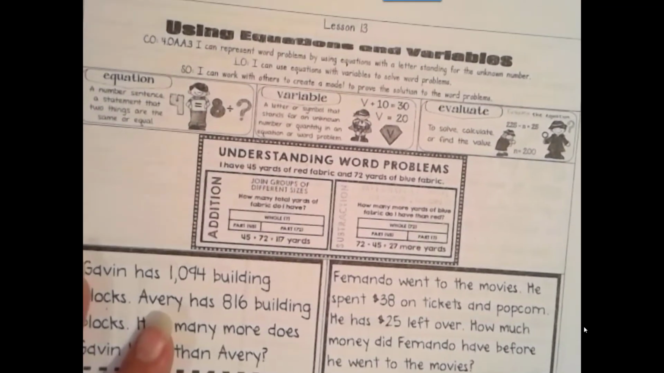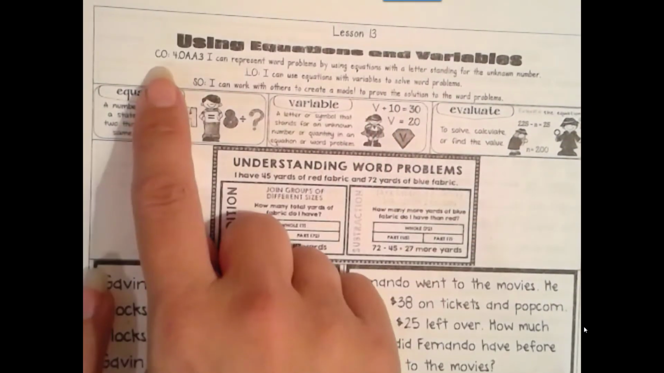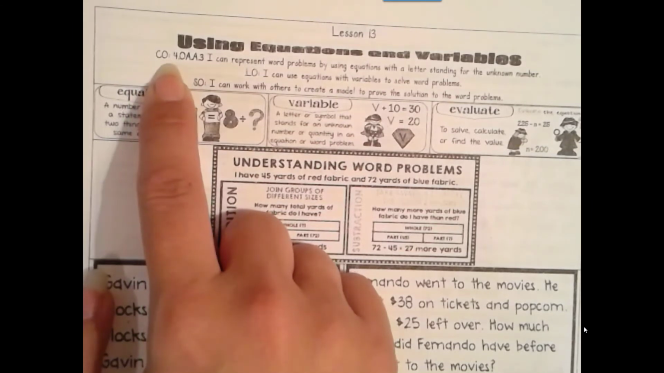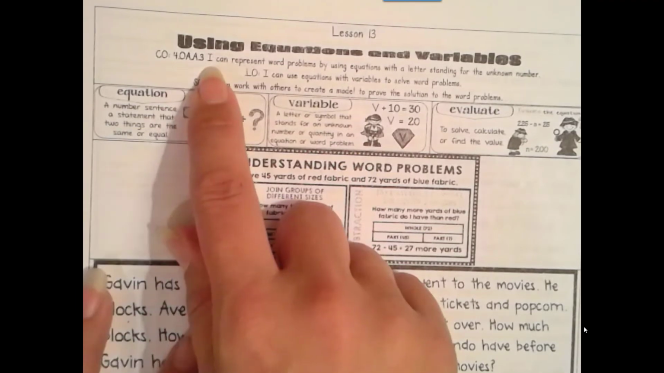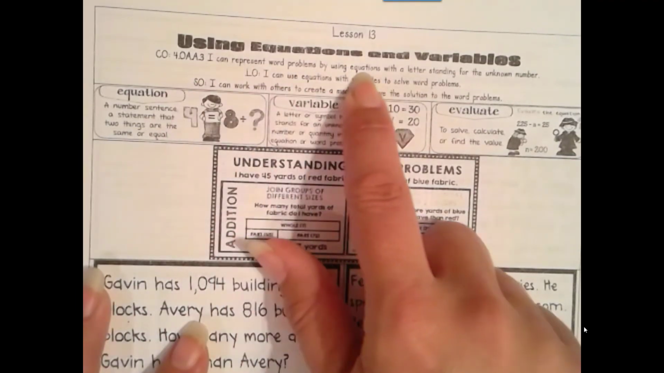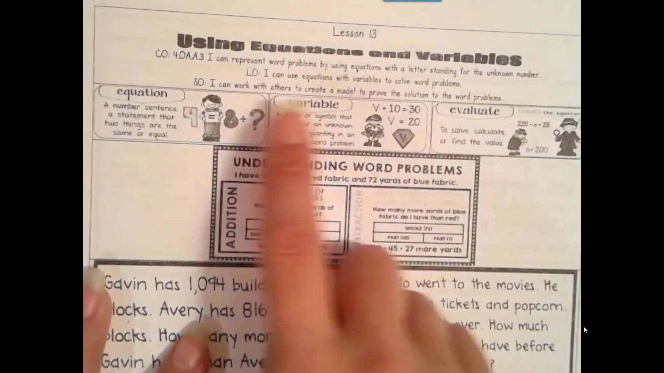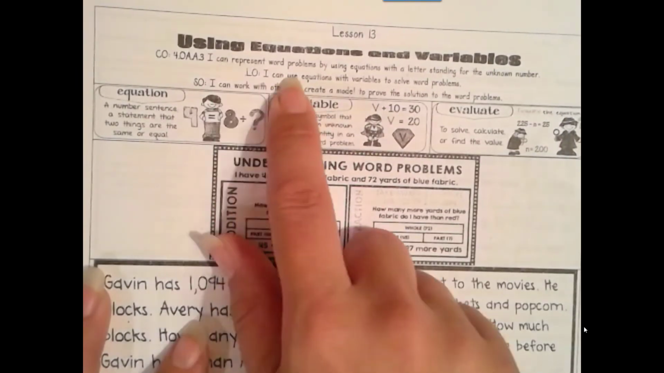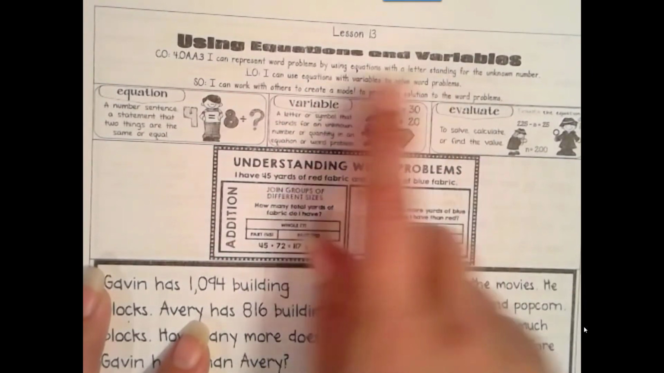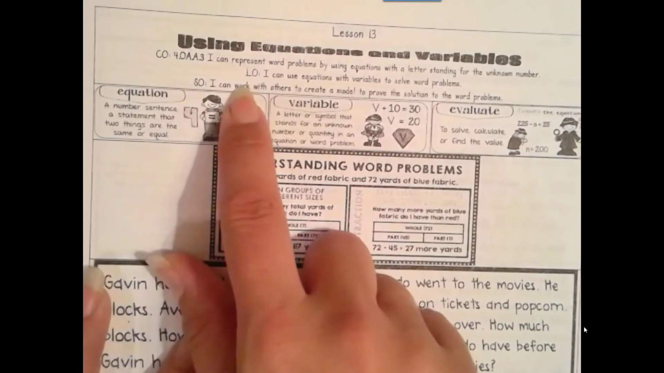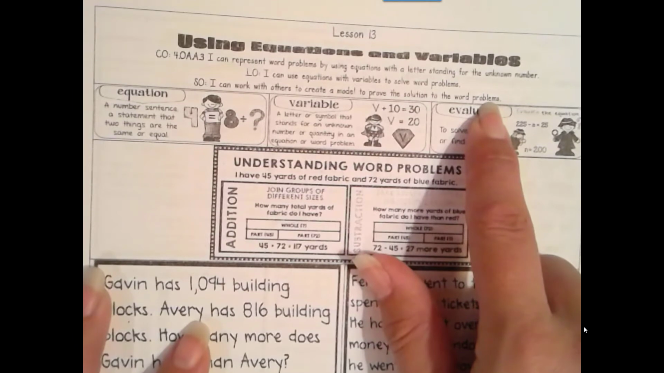Okay, so here's lesson 13, using equations and variables. Our content objective for 4th grade OA, Operations Algebraic Thinking A3: I can represent word problems by using equations with a letter standing for the unknown number. Language objective: I can use equations with variables to solve word problems. Social objective: I can work with others to create a model to prove the solution to the word problem.